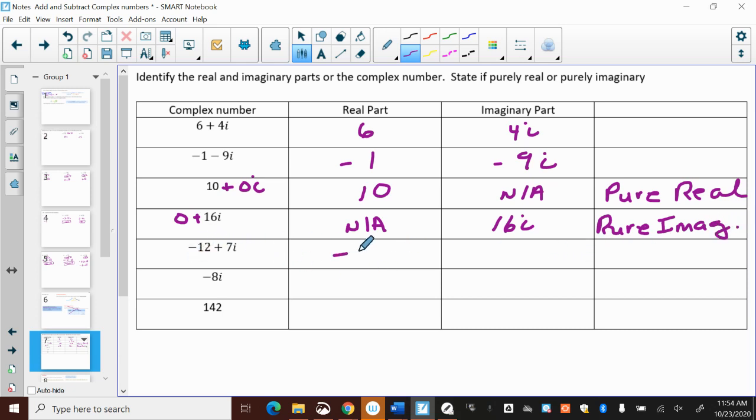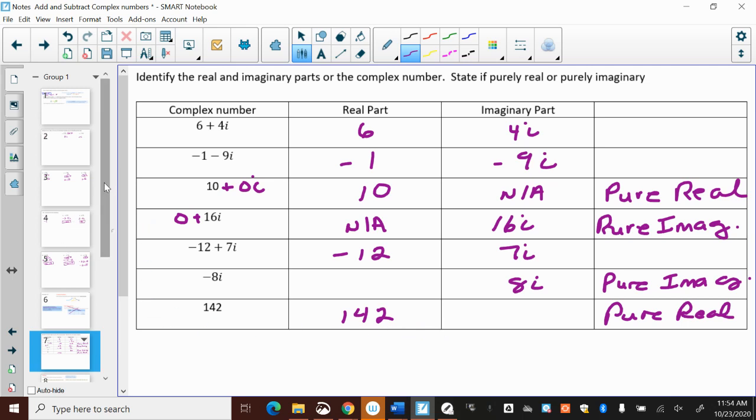Here we have a real part of -12. The imaginary part is 7i. It's a complex number, so it's not either pure or not. Over here, -8i, we have no real part, just the imaginary. So this is going to be pure imaginary. 142 doesn't have the i, that makes it the real number. We have no imaginary piece to it, so this guy is a pure real number.